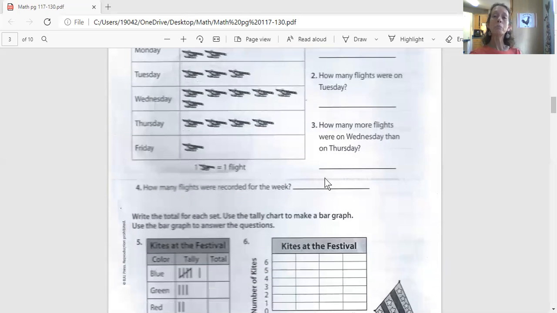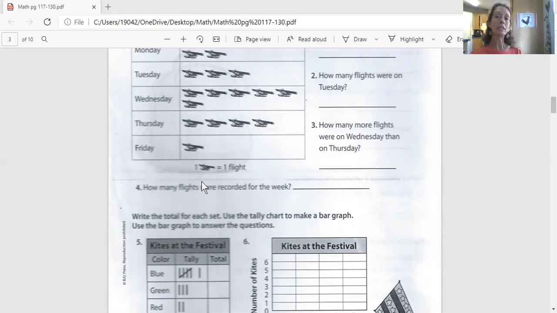Number 3, how many more flights were on Wednesday than Thursday? Ooh, how many more. We talked about that word. Does it mean addition or does it mean subtraction? Jeff, what do you think? Addition or subtraction? If you said subtraction, you're going to be right on that.